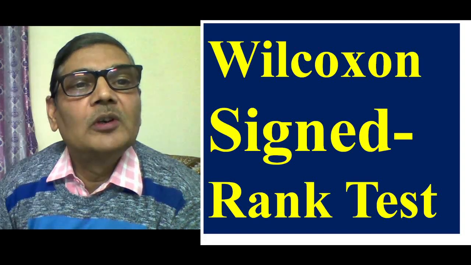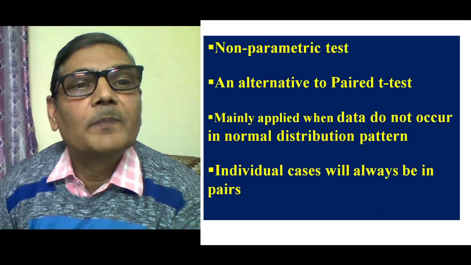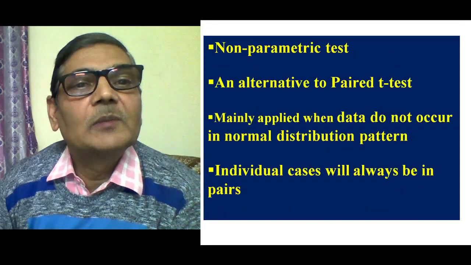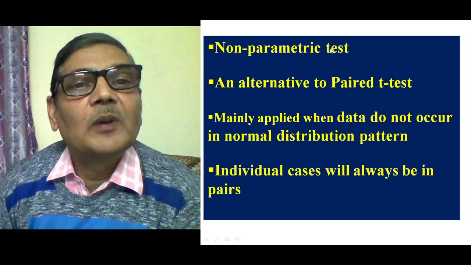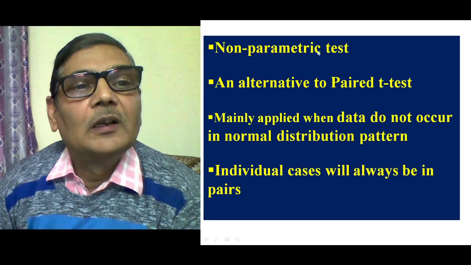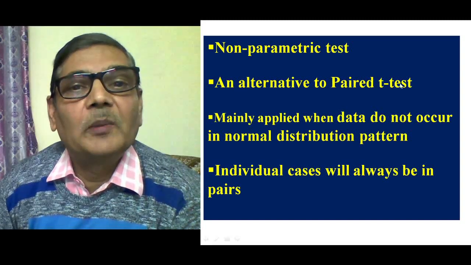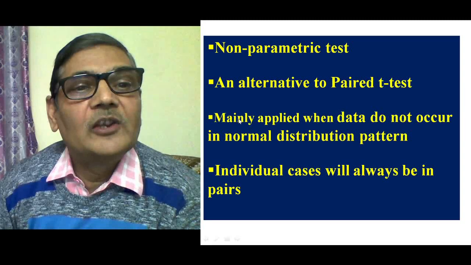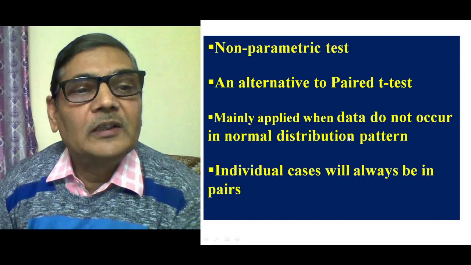So we are going to learn the use of Wilcoxon signed rank test. These are some of the characteristics of this test. It is a non-parametric test. This test is an alternative to paired t-test or dependent t-test. It is mainly applied when data do not occur in normal distribution pattern. And in this test, the individual cases will always be in pairs.